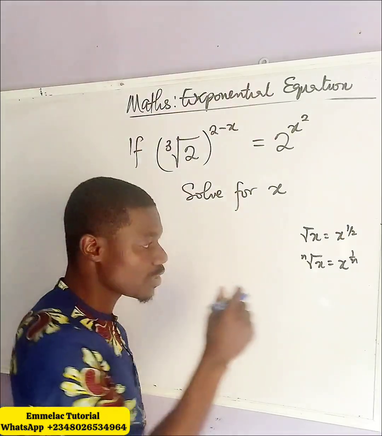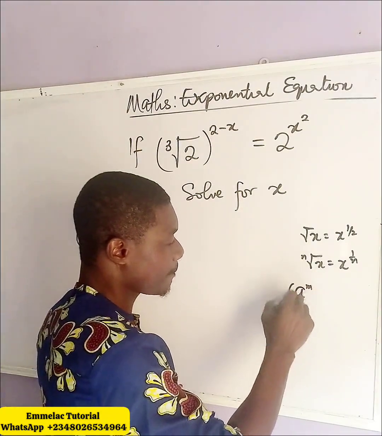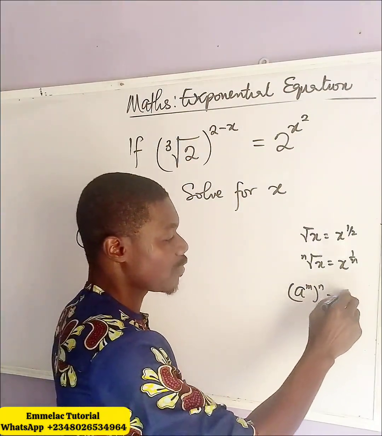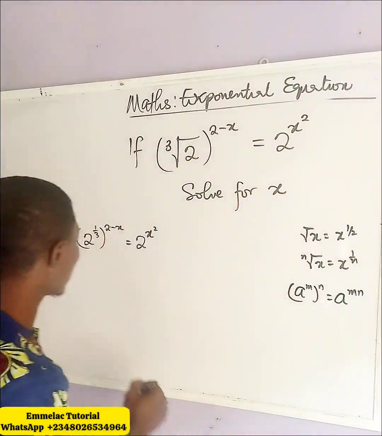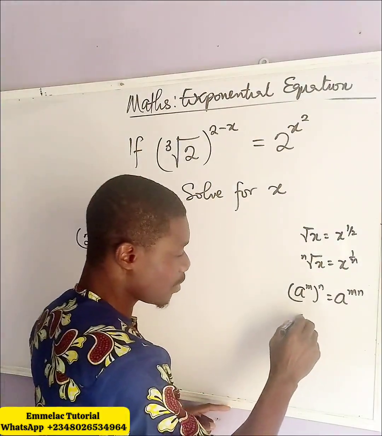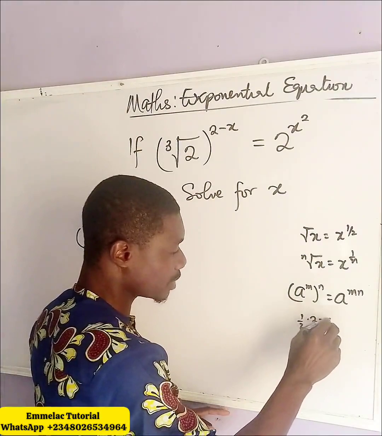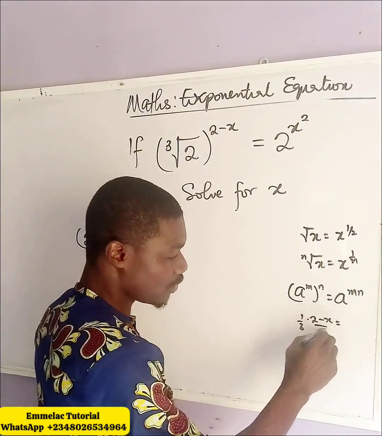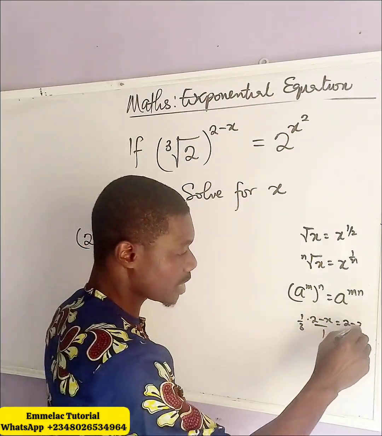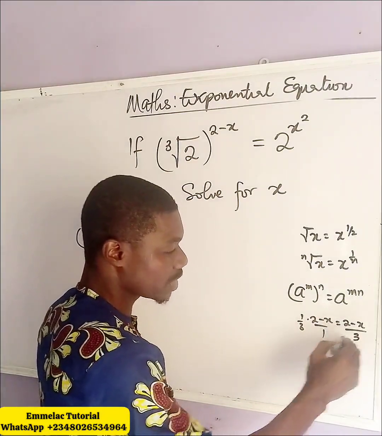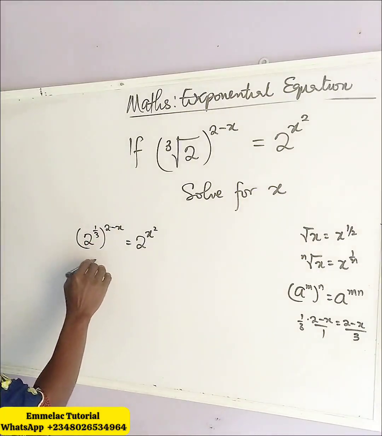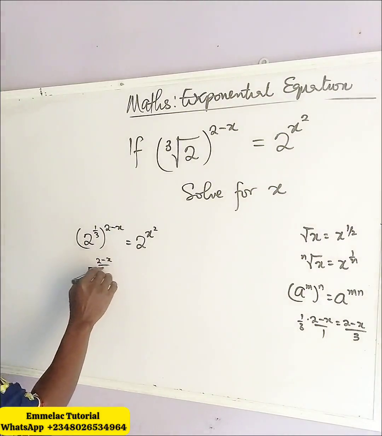Let's also recall that if you have a raised to the power of m, raised to the power of n, we can multiply the exponents, giving a raised to the power of mn. Applying that here, 1 over 3 times 2 minus x over 1: 1 multiplied by 2 minus x gives 2 minus x, and 3 times 1 gives 3. So the whole of this gives 2 raised to the power of 2 minus x all over 3.